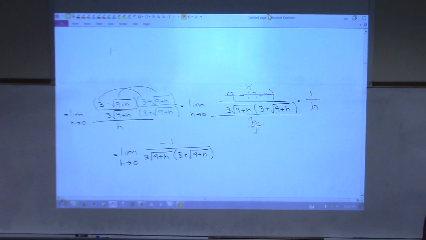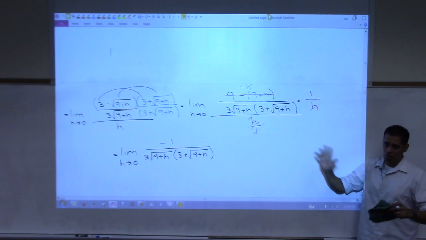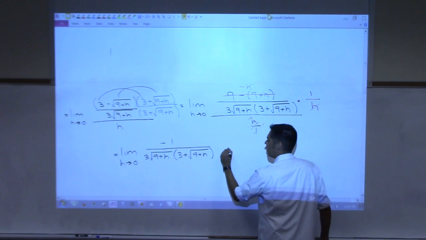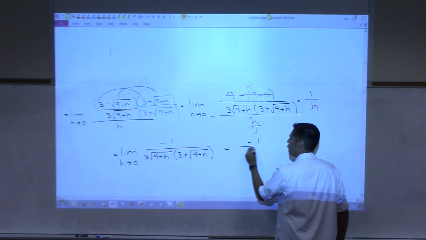Not yet. I need to do the limit now. I need to let h go to 0, because I got the h to cancel, which was the whole goal. So let h go to 0. You get negative 1 on top.